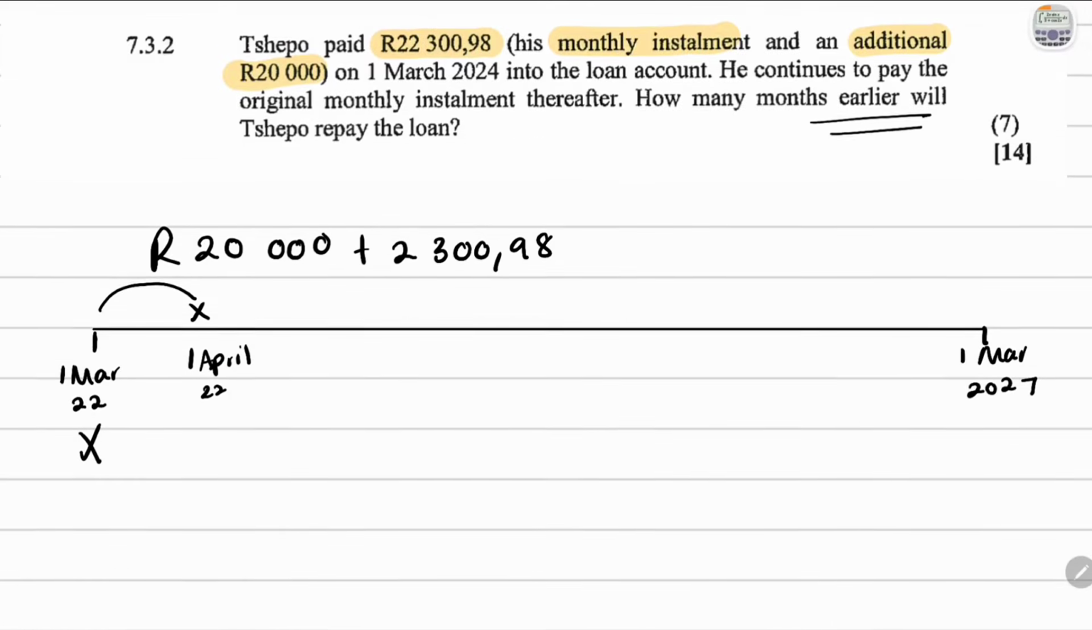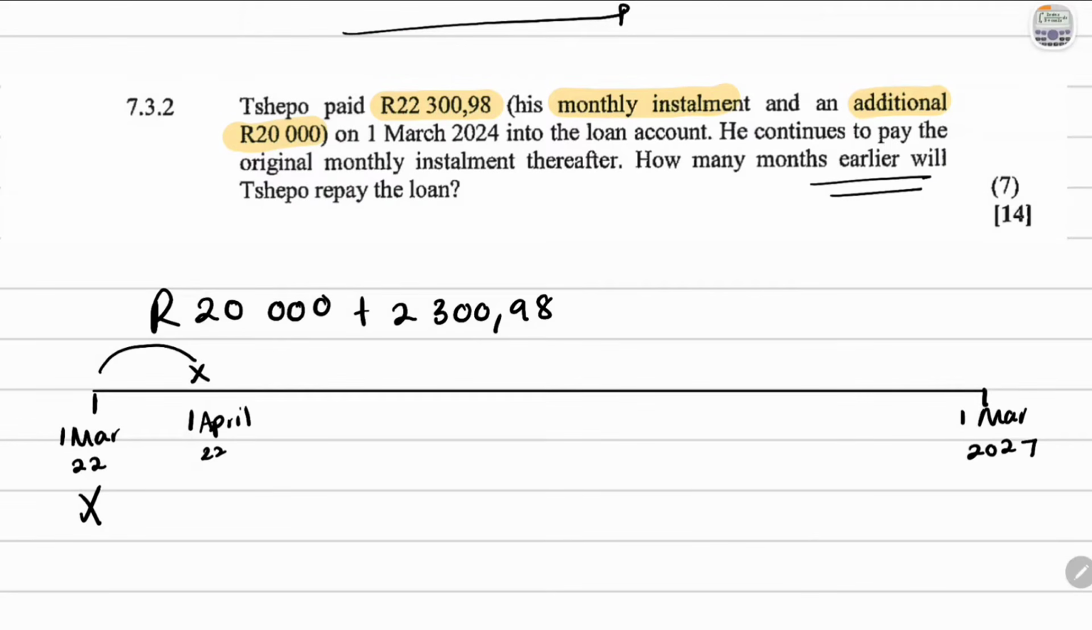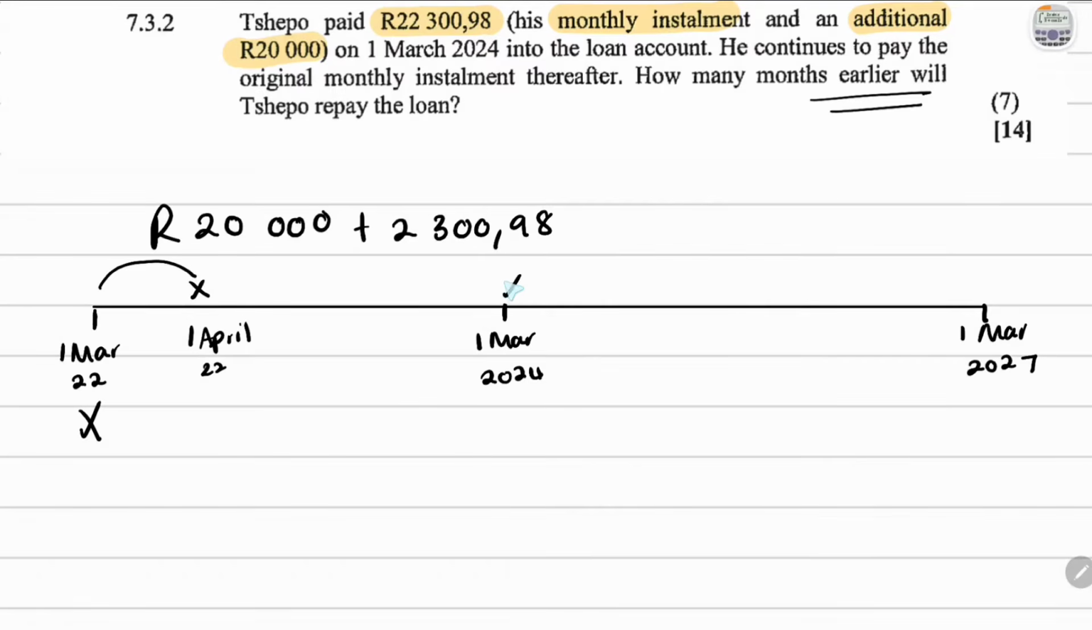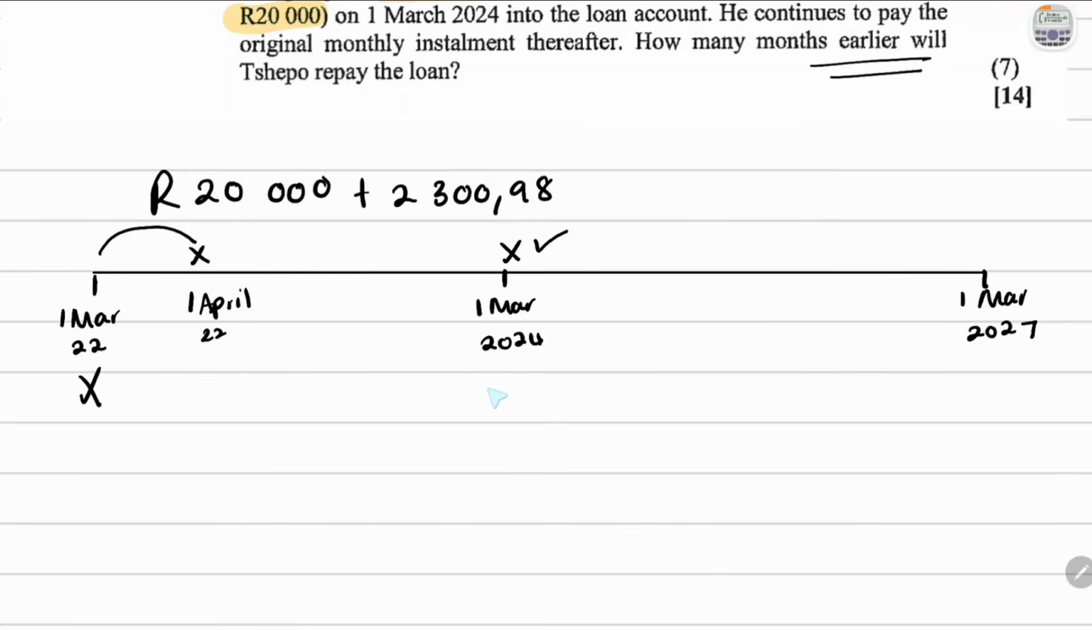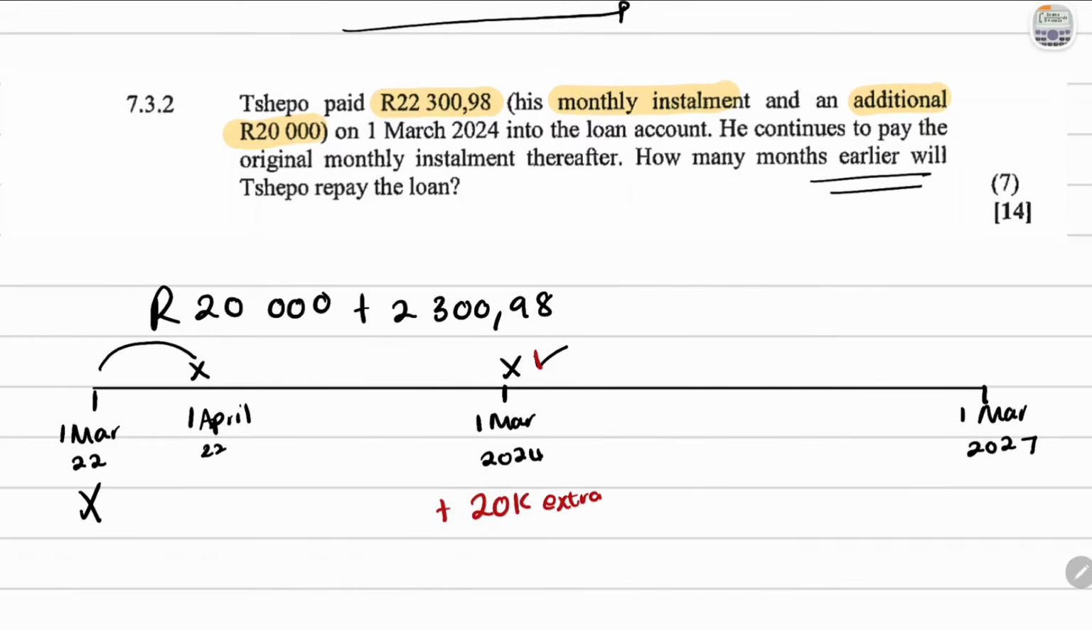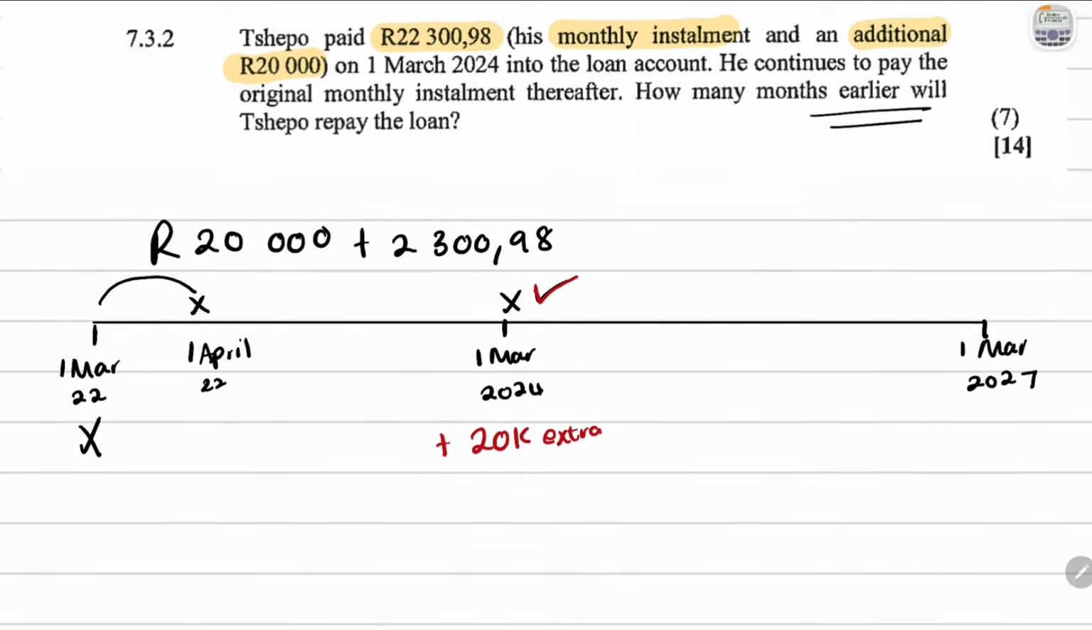Okay, 1 month later. Now, the thing is, with this question, they're saying that he pays 22,000. We can see where that came from, okay? Which is his monthly installment and the additional this. But he pays this on the 1st of March 2024. This is 2 years later from here, okay? 1st of March 2024. So he pays his payment, great. He pays that payment, but then he also decides to pay 20K extra. Okay, so that's what happens. He makes his monthly deposit and 20K extra.